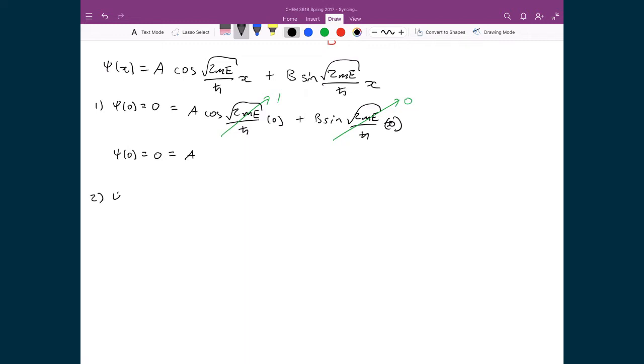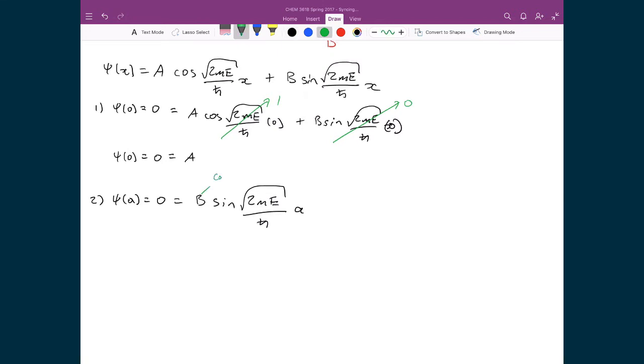Let's look at the second boundary condition. Psi of a is equal to 0. Since capital A is equal to 0, I don't need to write it in anymore. So I only need to write B sine of square root of 2mE over h bar at a. In this case, we have to think logically about this solution and how to solve it. We have 0 is equal to a constant times a sine function. If B were equal to 0, then I would have a trivial solution. That means B cannot be 0, because if it were, we wouldn't have a solution anymore.